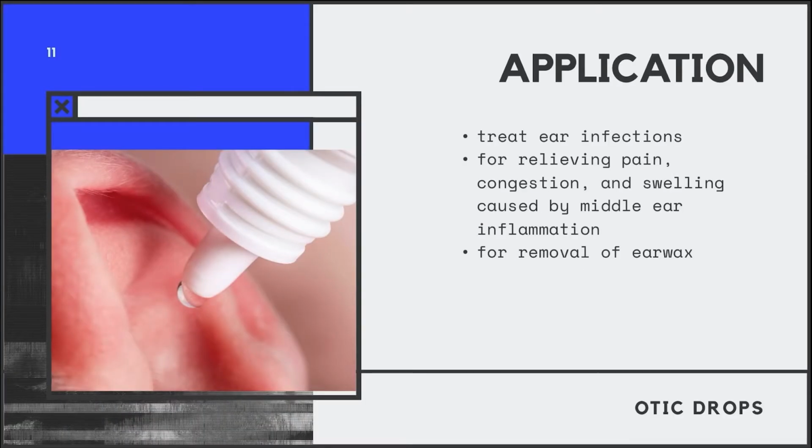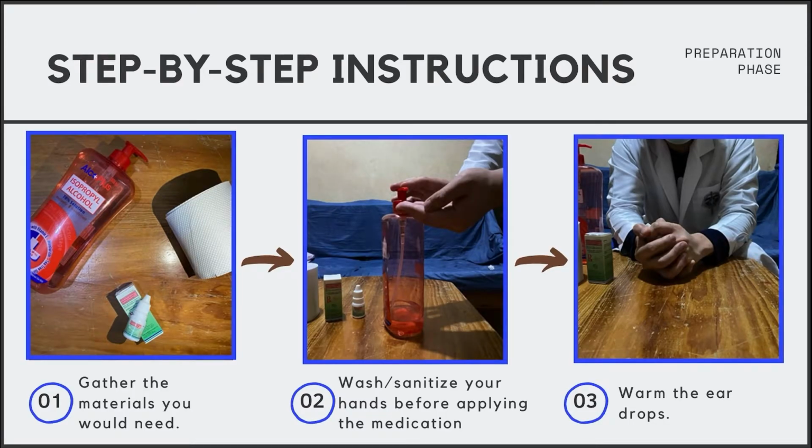Here are some of its applications. It can be used to treat ear infections, relieve pain, congestion, and swelling caused by middle ear inflammation, and it can also be used to remove earwax. In using the otic drops, there are two phases. First is the preparation phase, and the second one is the administration phase.